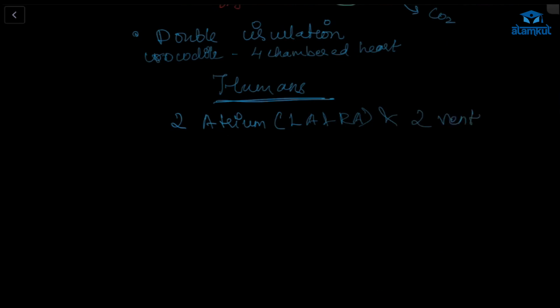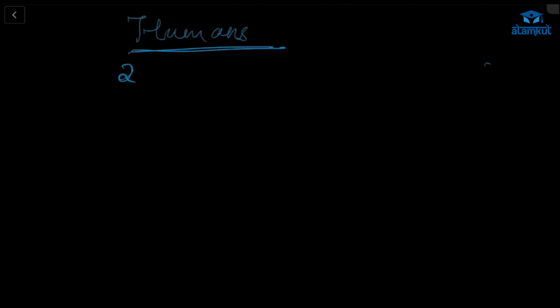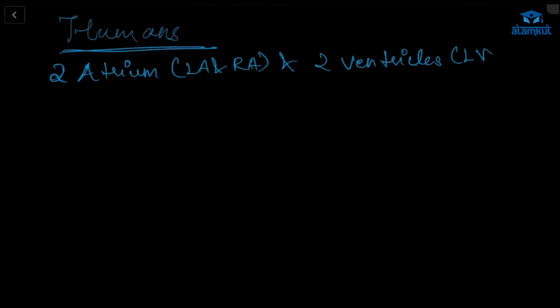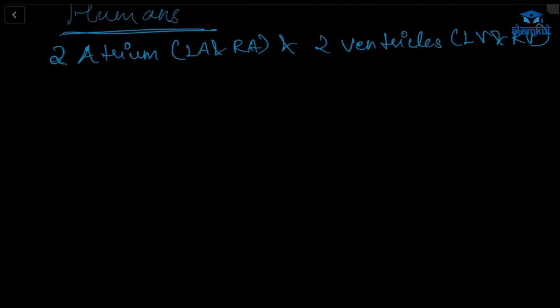The writing is not visible. It's very light, ma'am. Okay, two atria, left atrium and right atrium. And two ventricles, left ventricle and right ventricle. Why is it so? This will prevent oxygenated blood and deoxygenated blood from mixing. Okay, it prevents mixing of oxygenated and deoxygenated blood.